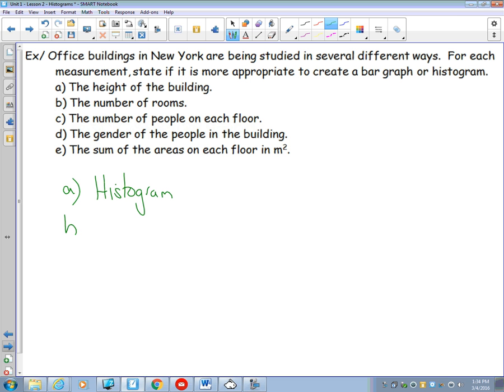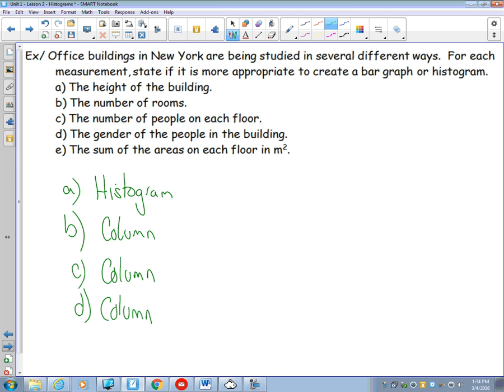The number of rooms in a building, well, I'd be counting those on my fingers, which makes it discrete data. That tells me I'm using a column graph. Number of people on each floor, again, we're counting, so that would be a column graph. The gender of the people, that's categorical. We use column graphs for categories too. They're separate from each other, they don't overlap.